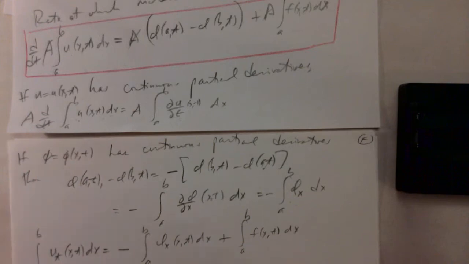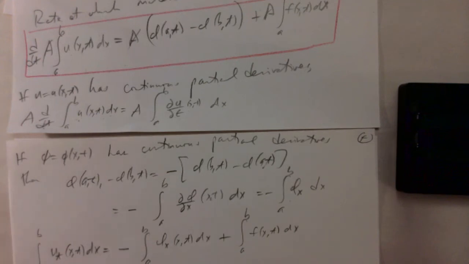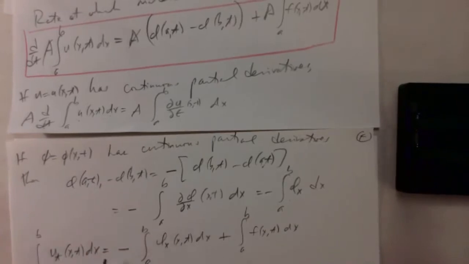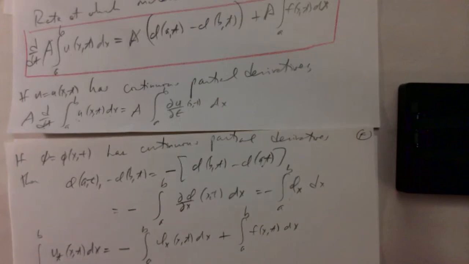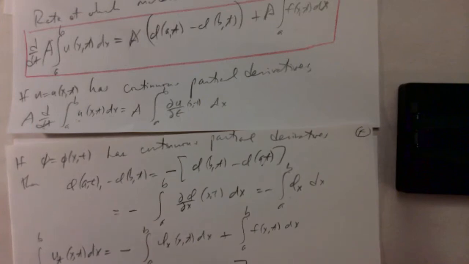And if I bring everything over from the right side to the left side, I get the integral from a to b of the partial of u with respect to t. Because you notice, these are all integrals from a to b with respect to the variable x. So this is the partial of u with respect to t plus the partial of phi with respect to x minus f of x t, dx equals zero.